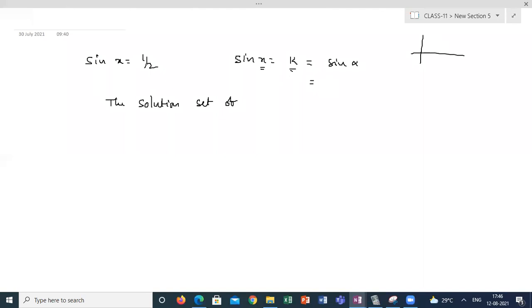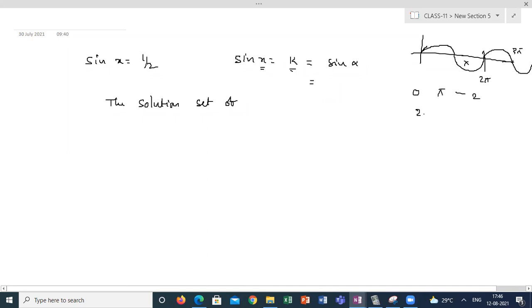See here, between 0 to pi, two values are there. Again, 2 pi to 3 pi, another value is there. Between pi to 2 pi, no values. This is the 2 pi line. 2 pi to 3 pi there is a value, 3 pi to 4 pi, nothing. So 0 to pi, two values are there. 2 pi to 3 pi, two values are there. Again, 4 pi to 5 pi, two more values are there. These are all you have to collect. So one you are getting it.